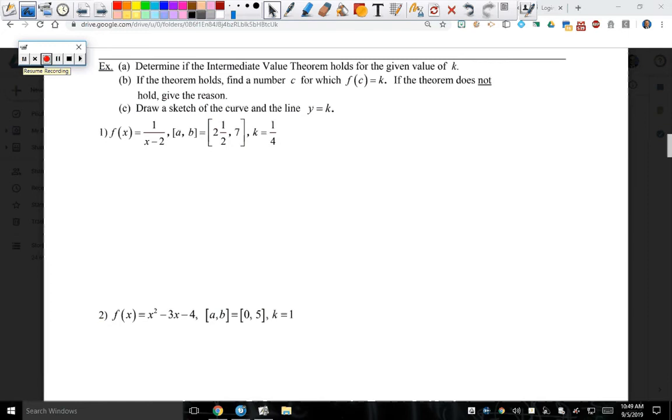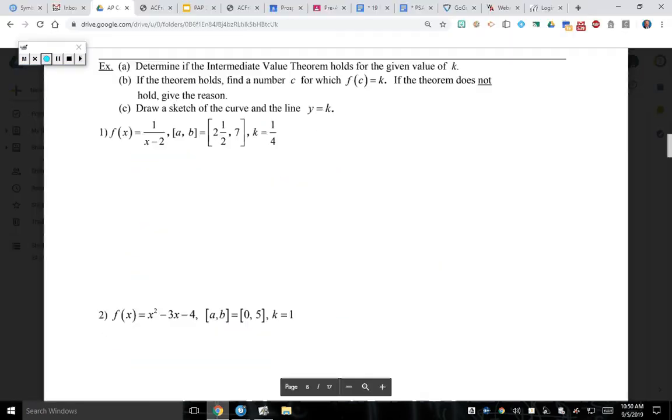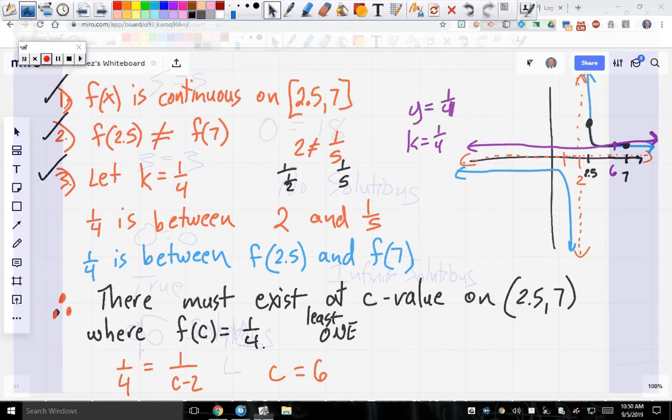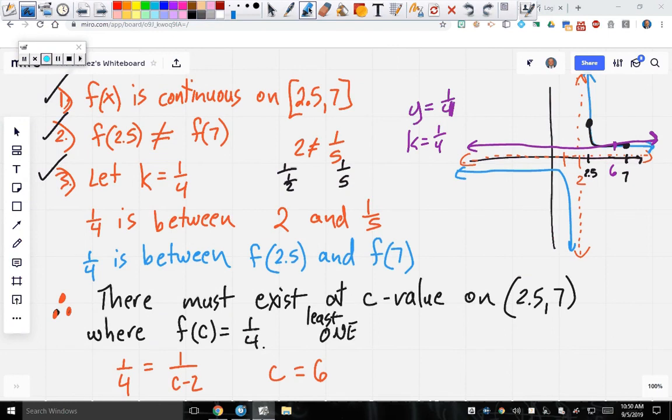So back to the recording. The first example problem that we have is this 1 over x minus 2. We're trying to determine if the theorem holds. If it doesn't, give a reason, and we're going to draw it as far as a graph, all the pieces that you see. So we're doing number 1. Here's the solution. Okay, so let's keep recording. This is the solution right here. Now, I graphed it. Notice that it was a shift 2 to the right.